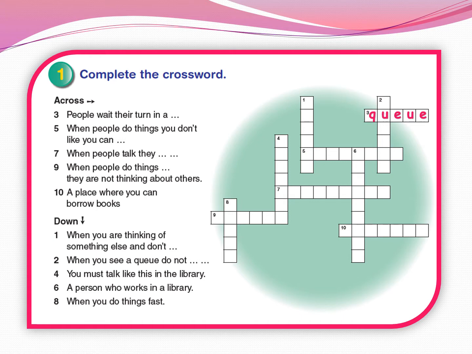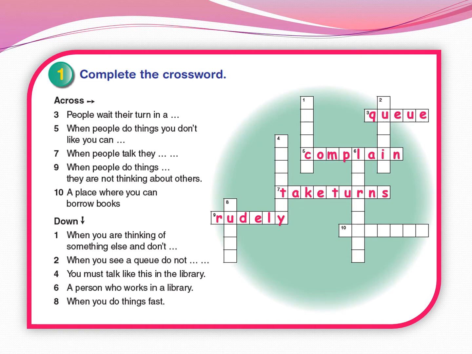Number 5. When people do things you don't like, you can, 1, 2, 3, 4, 5, 6, 7, 8 letters. When your neighbors, for example, play noisily, you can do what? You can complain. Excellent. Complain. 7. When people talk, they take turns. Very good. When people talk, they take turns.